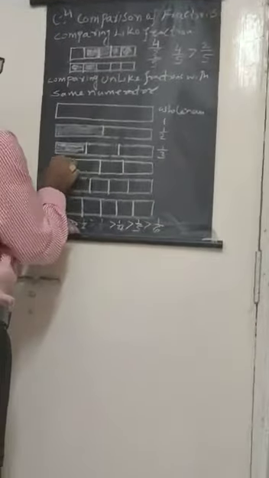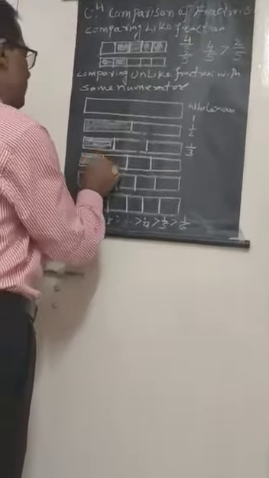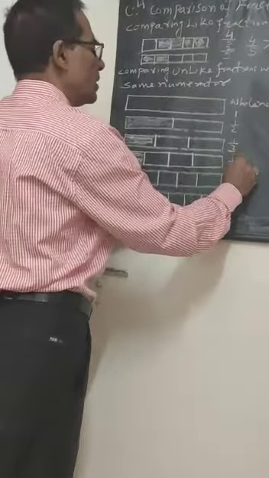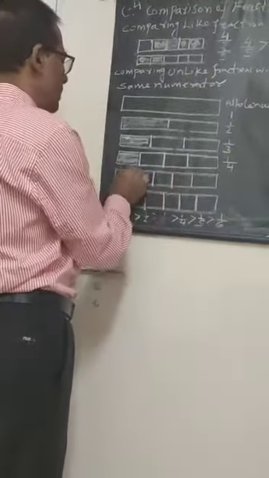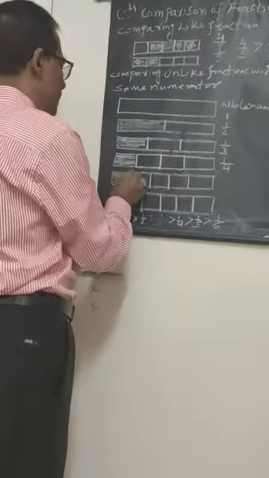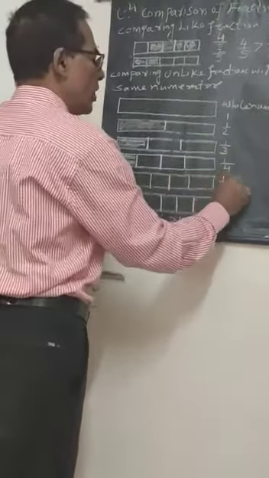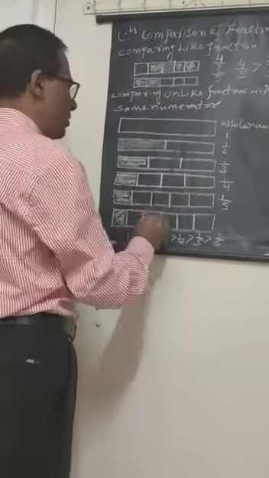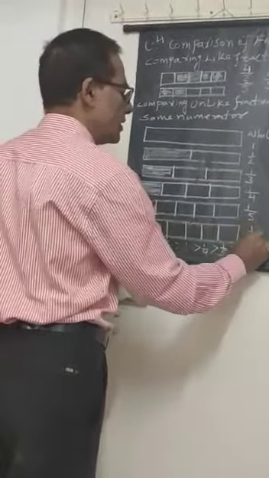Here it is divided into 4 parts and only 1 part is shaded, which means you are getting 1 part. Now it is divided into 5 parts, shading only 1 part, so 1 by 5. Now it is divided into 6 parts, shading only 1 part, 1 by 6.